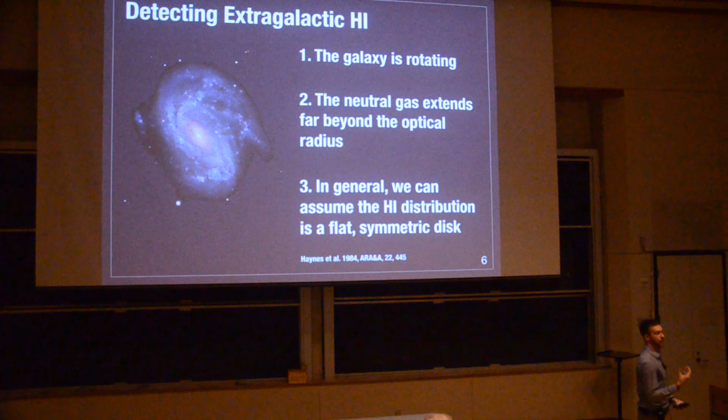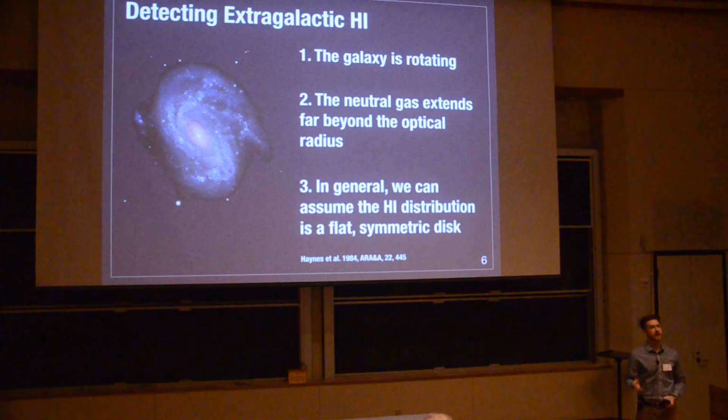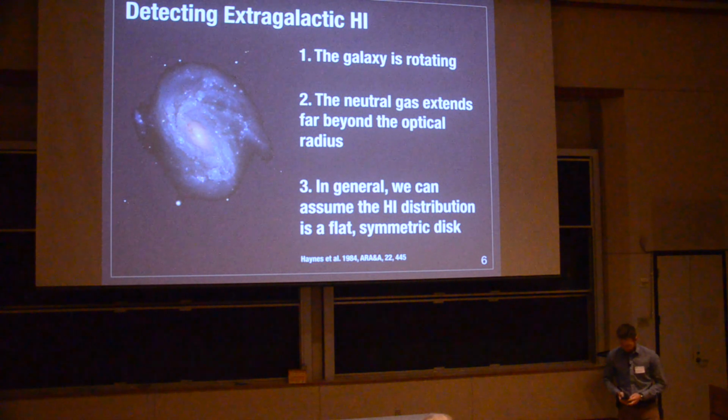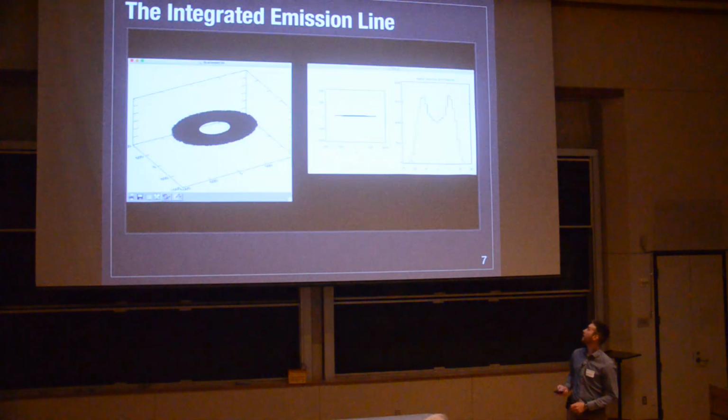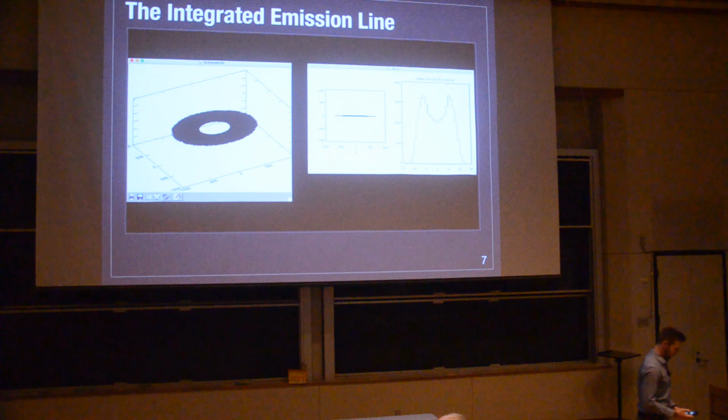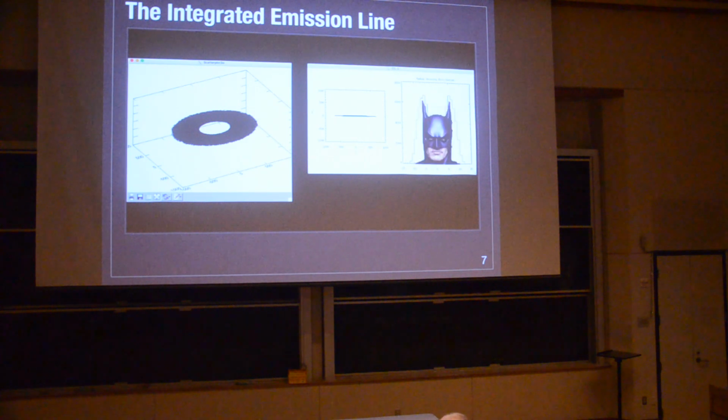So a while ago, I wrote a code that was meant to simulate kind of what this looks like. And without further ado, let me introduce you to the emission line profile of neutral hydrogen. And this is what I have lovingly referred to as the Batman profile.